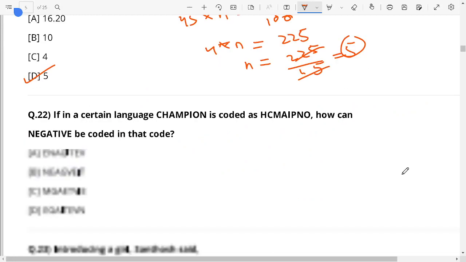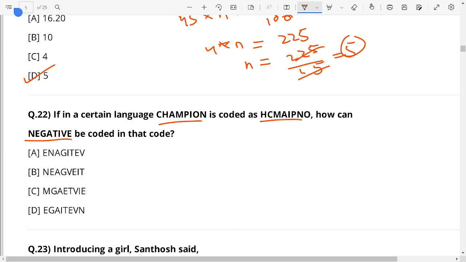Right. So just look at here. This is a very easy question. If in a certain language champion is coded as this, how can negative be coded in that code? Just look at here, in this particular code, each of the two letters are reversed in the arrangement.